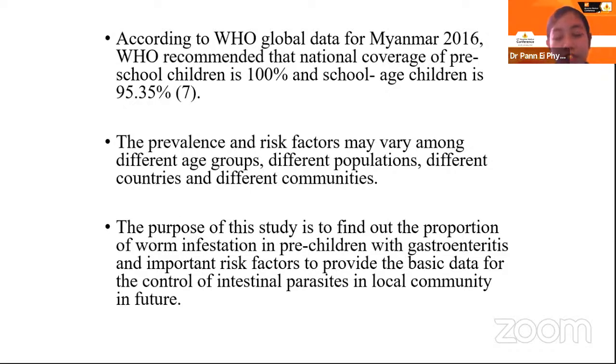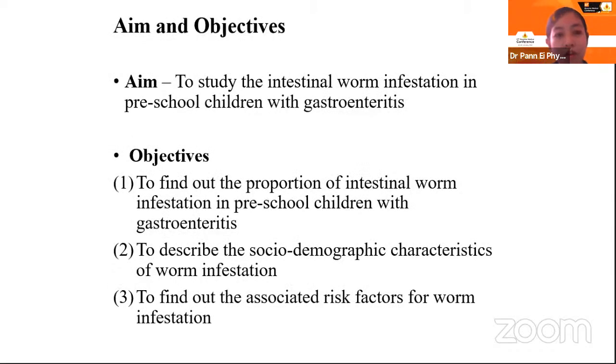The prevalence and risk factors may vary among different age groups, populations, countries, and communities. The purpose of the study is to find out the proportion of worm infestation in preschool children with gastroenteritis and important risk factors, to provide basic data for control of intestinal parasites in the local community in future. The aim is to study intestinal worm infestation in preschool children with gastroenteritis. The objectives are to find out the proportion of worm infestation, to describe the socio-demographic characteristics, and to find out the associated risk factors.